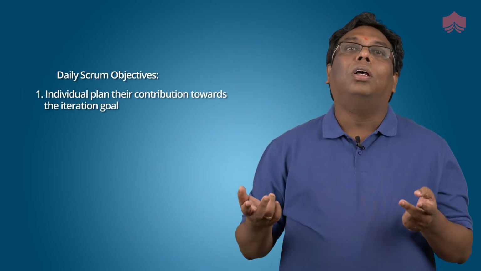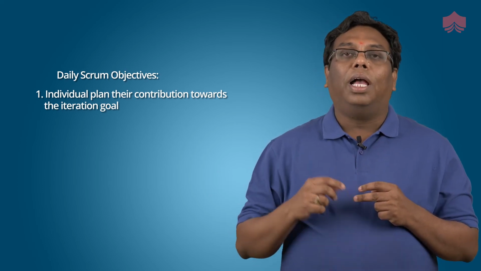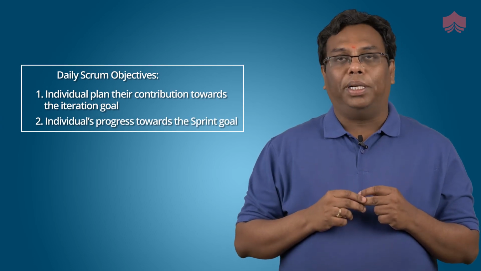So, two main objectives for the daily scrum. One is every individual will plan their own contribution towards the iteration goal, and at the same time they see how they are progressing towards achieving the sprint goals. At the end of the sprint, once the time box expires, the team will be ready to demonstrate their work to the stakeholders in a ceremony called the sprint review, right?